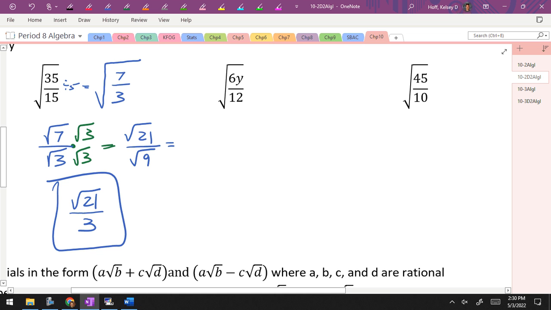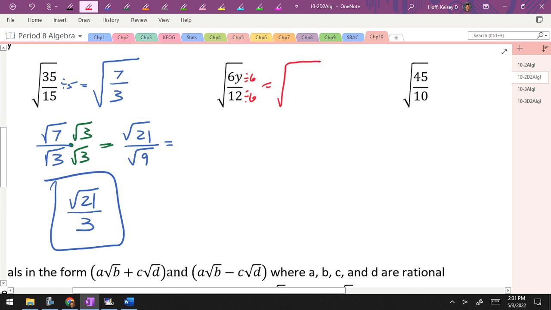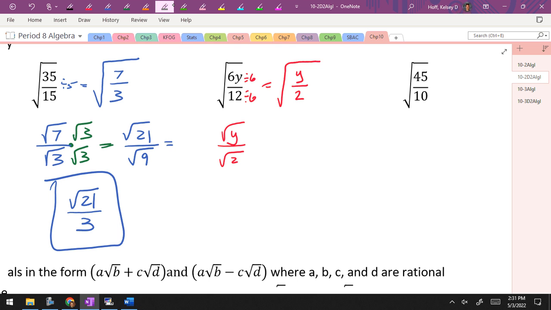The square root of 6y divided by the square root of 12. Divide by 3. We could divide by 6, right? I mean, technically you could divide by 3, but you could go further. So I'd end up with the square root of y divided by 2, which then we can split up, right? So the square root of y divided by the square root of 2. Can I quit here? What do I do? Multiply by the square root of 2.